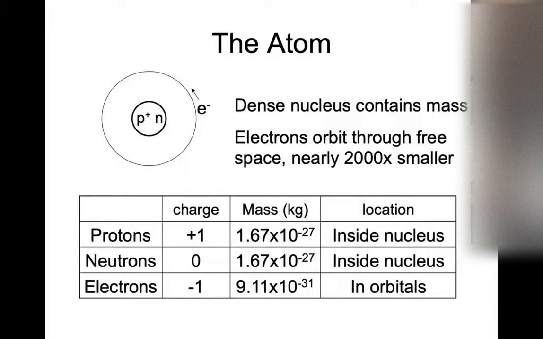And protons are +1, neutrons are neutral, and electrons are negative in the same amount of charge as the proton.